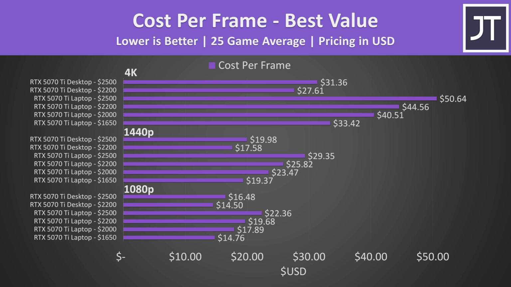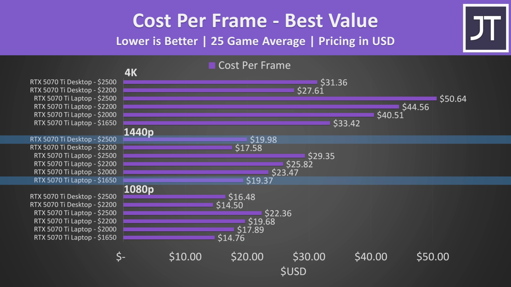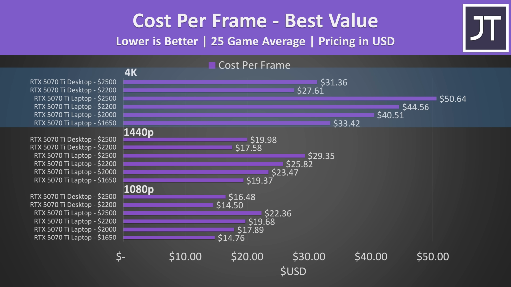The desktop is generally better from a cost per frame perspective, but it depends. At 1080p, the cheapest 5070 Ti laptop is about the same value as buying a 5070 Ti desktop for $550 more. But then at 1440p, even a $2,500 desktop provides similar value to the cheapest laptop, despite it costing $850 more, as the performance increase is just that significant from the desktop. At 4K, there's basically no value to be had with a 5070 Ti laptop compared to the desktop.